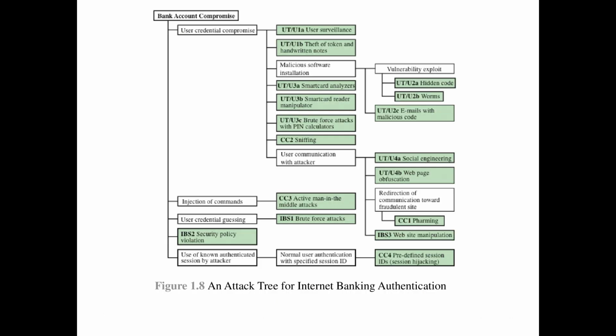In Figure 1.8, the attack scenario involves an attack tree for internet banking authentication. If a user's credentials are compromised, it creates a vulnerability in the system. A malicious software is then installed to exploit this vulnerability. Following this, the attacker may exploit additional vulnerabilities, potentially using hidden code or worms to further compromise the security of the internet banking system. This sequence of events represents a layered attack, starting with the compromise of user credentials and progressively exploiting weaknesses in the system through the use of malicious software and additional exploits.